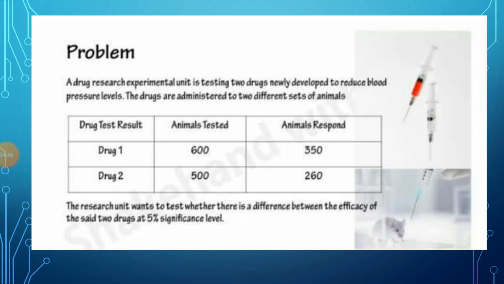Now, to deal with this problem, first state the null hypothesis, H0: P1 is equal to P2. It implies the efficacy of the two drugs is the same. The alternative hypothesis HA: P1 is not equal to P2. It implies the effectiveness of the two drugs is different. In this problem, N1 is equal to 600, N2 is equal to 500. It refers to the size of the samples.